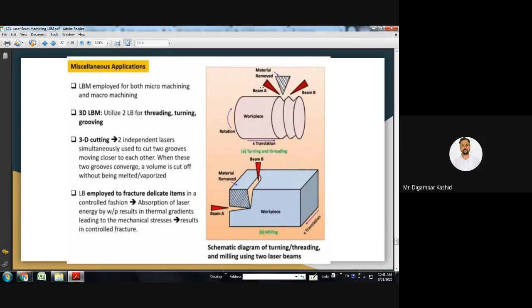You can see your workpiece is rotating, and the laser is moving in a traverse, sorry, translation direction. You can see the arrow I have shown. So you can use beam A and B, and by doing that threading you will get the removal of the material. So this is a miscellaneous application.